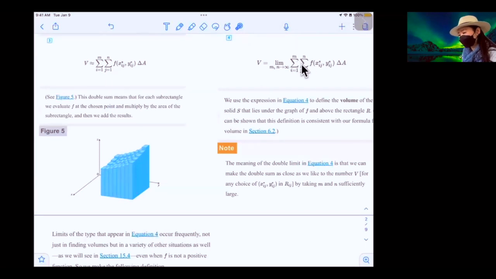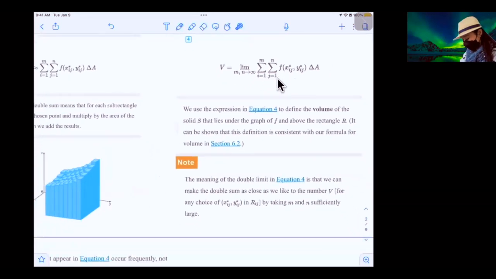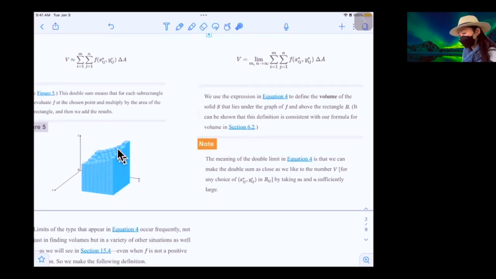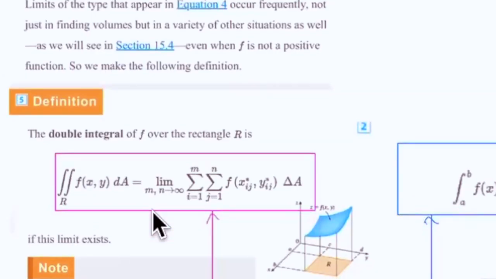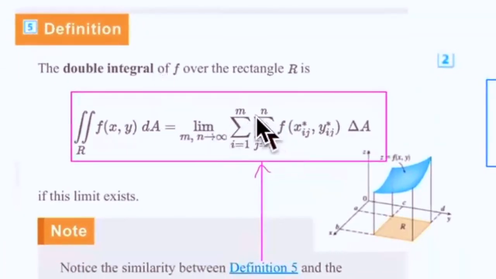So M and N go to infinity. As M and N go to infinity, this double summation approaches the value under the function. Think about that. If it's a positive function, it's the value under the surface of the function, under this umbrella right there. So the limit of this double summation is this double integral.